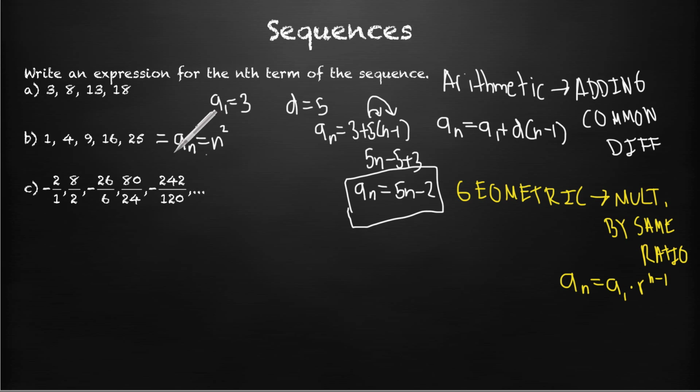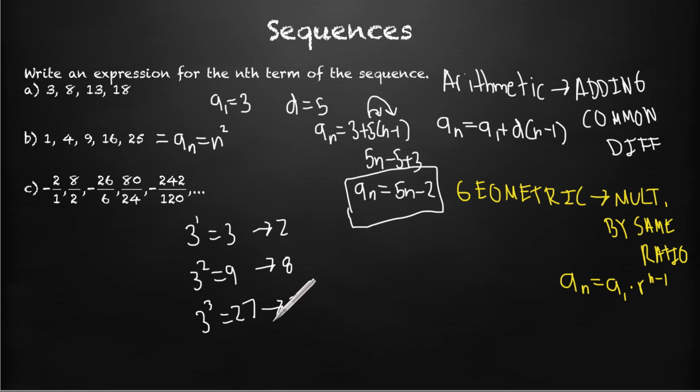All right, so the first two are pretty basic. And then letter C is one where you're going to have to think about a little bit. If you look at the numerators of all of these fractions, you'll notice that they are one number smaller than the powers of 3. If we start and we say 3 to the first is 3, 3 squared is 9, 3 to the third is 27. And if you subtract 1 from each of these, you get 2, you get 8, and you get 26.